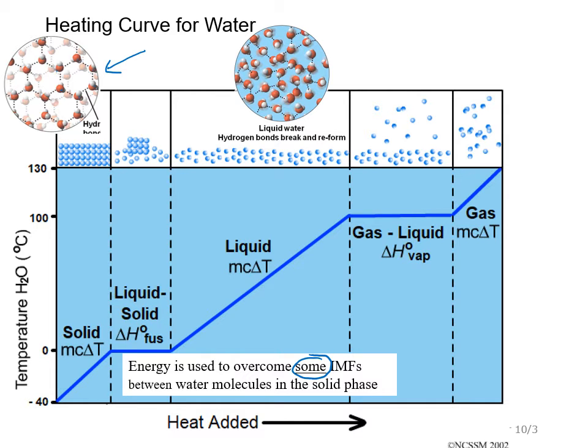So if we look at our solid phase here versus our liquid phase, notice that what has happened here is we still have most of the IMFs. So roughly 3/4 of the intermolecular hydrogen bonds remain. They are breaking and reforming at any given time in the liquid phase.